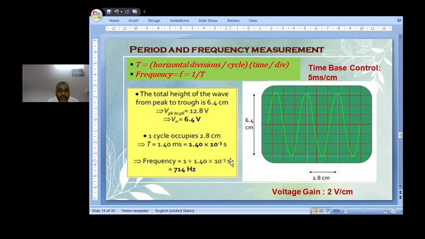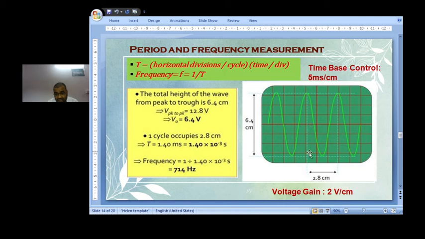Now this is the process. How can we get the peak to peak voltage? Here we have shown these graphs very clearly, and we can measure the peak to peak voltage through this picture.